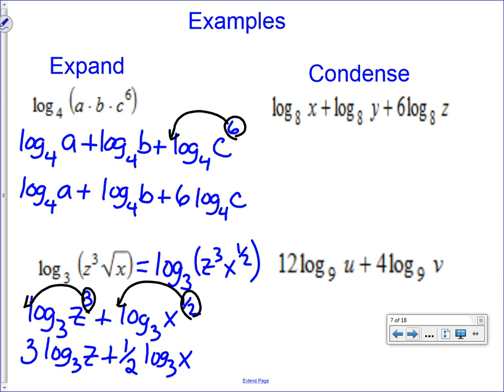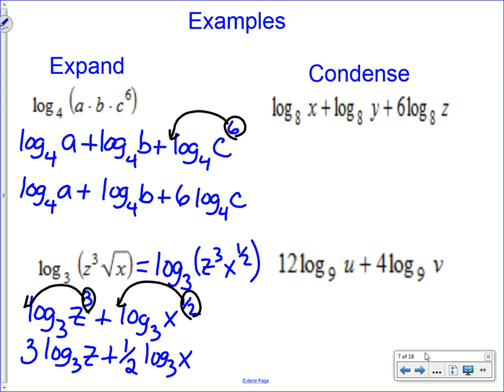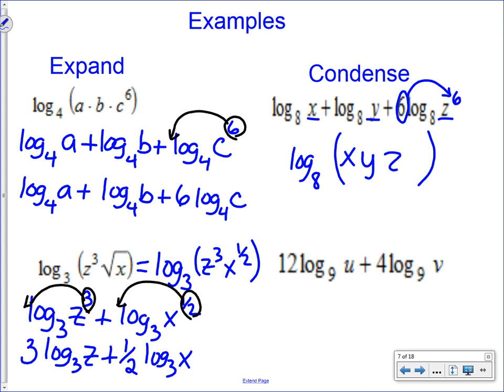All right, and then condensing, we're just working it the other way now. We want to condense it into a single logarithm. So look for any numbers in front that are being multiplied times the logarithm, because we can move those to exponents. And then we're going to condense it into a single logarithm. And then if you're adding the logarithms, you're going to multiply the expression. So this will become x times y times z to the 6th power.